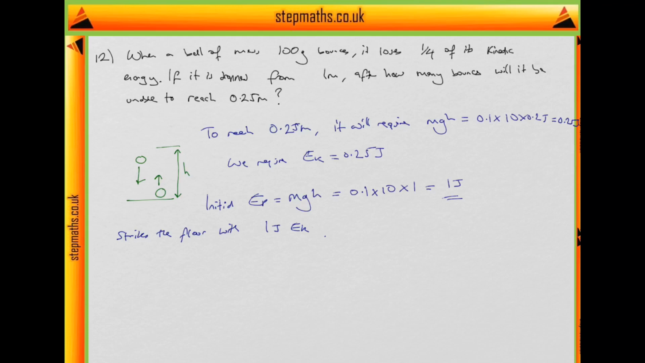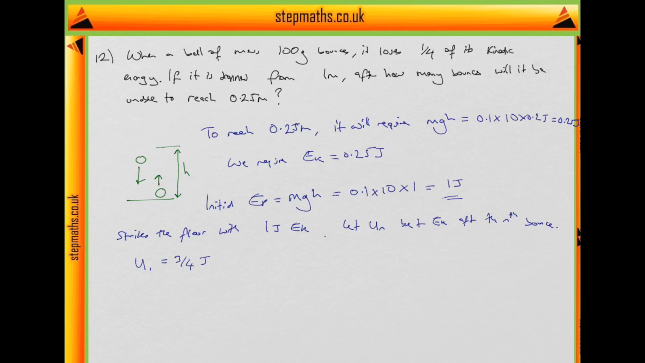So what we're going to do is let U_n be the kinetic energy the ball has after the nth bounce. Okay, so what's U1? What does the ball have after one bounce? Well, it's going to lose 1/4 of its kinetic energy. So that means it's going to be left with 3/4. And it strikes with 1 joule. So what's 3/4 of 1 joule? Well, that's clearly 3/4 of a joule.